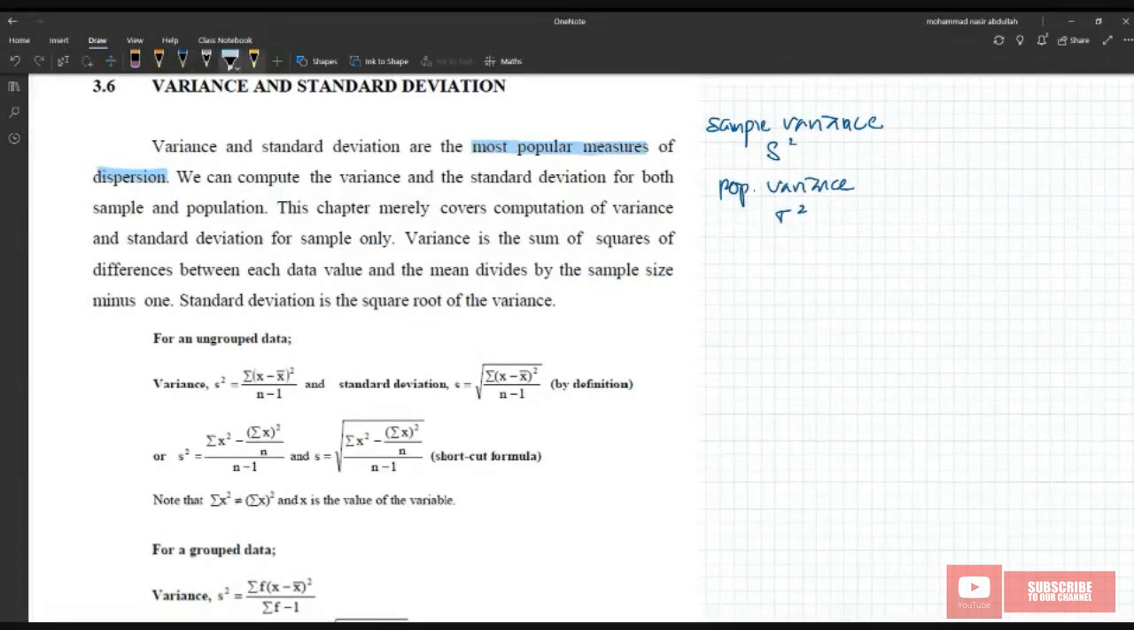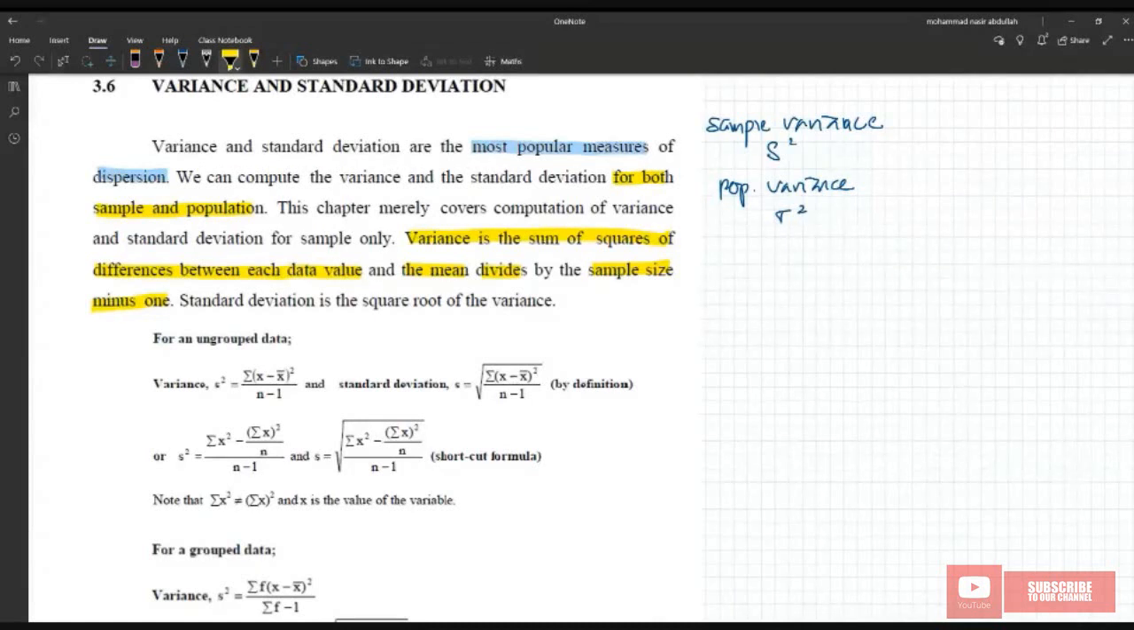So we can compute variance and standard deviation for both sample and population, right? In this chapter, we will only cover sample standard deviation and variance. The definition of variance is the sum of the squares of the difference between each data value and the mean, divided by the sample size minus 1. So this is the definition of variance for a sample.